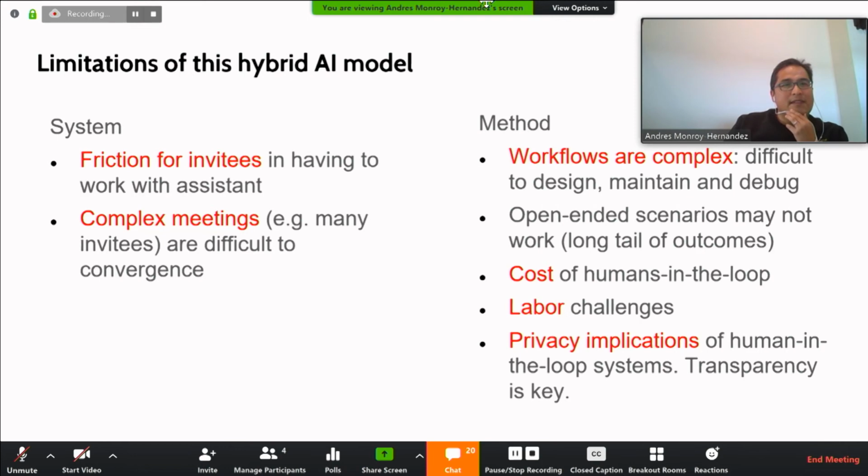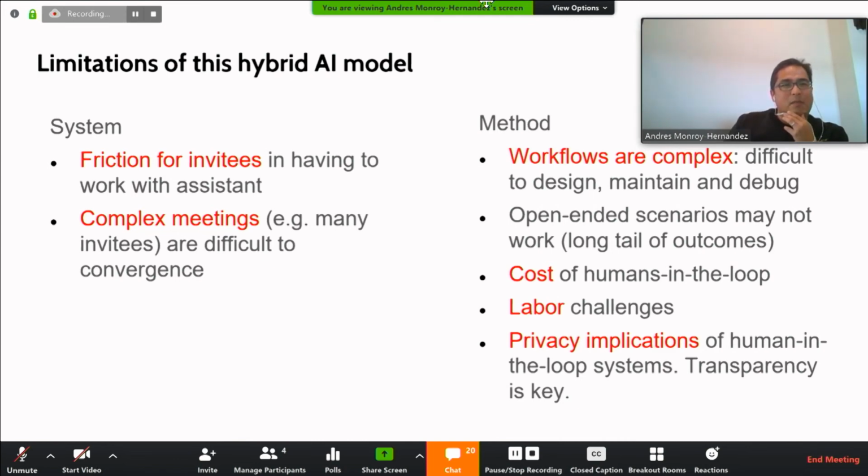That there is a certain amount of friction for invitees in having to work with an assistant. And this friction is not necessarily extra work that you wouldn't have to do if it was just two humans. But for some people, as you can imagine, being put to talk to an assistant feels like a downgrade. Like, why am I not important enough to be able to just schedule the meeting with you? Why do I have to work with your assistant? So that's always a challenge. And so it may not work in some scenarios.